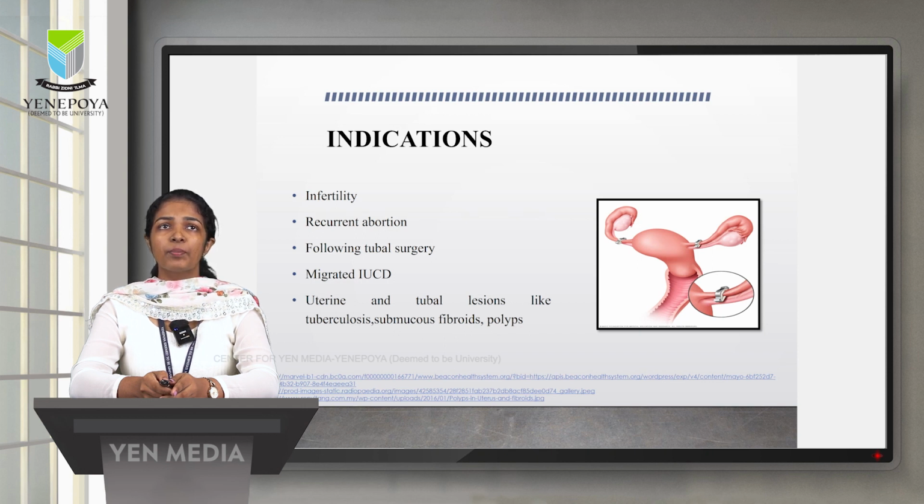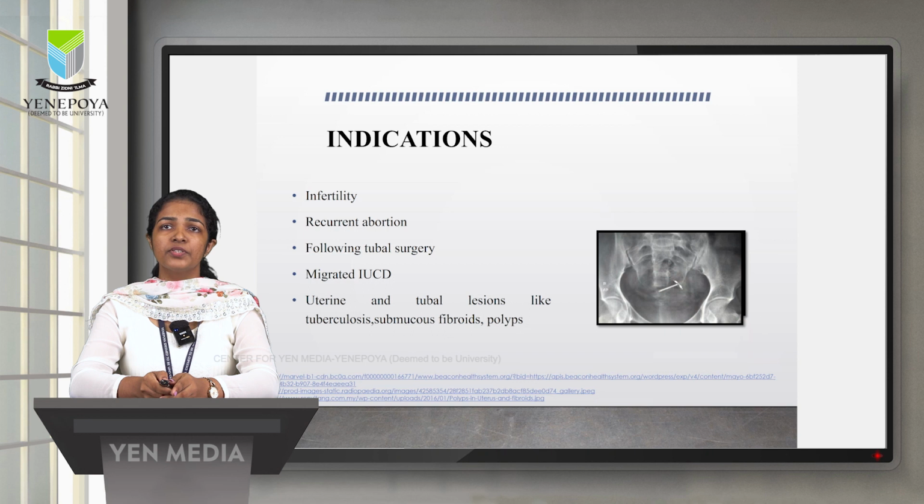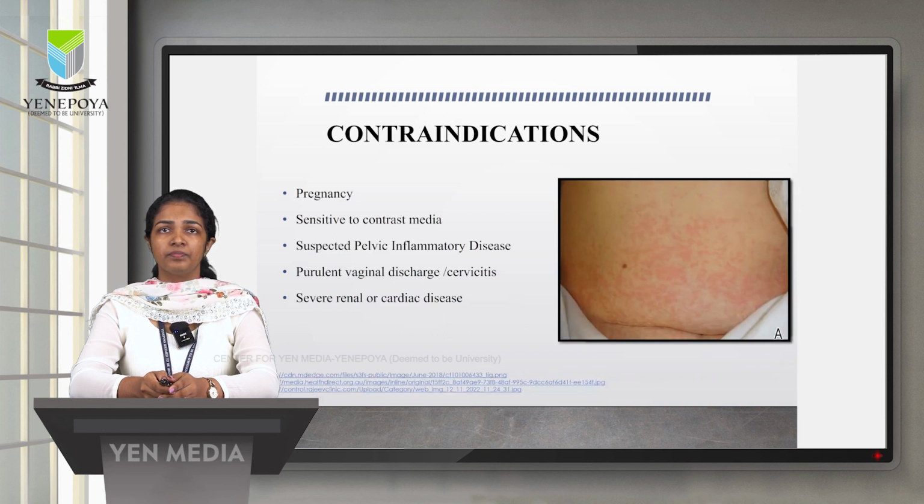If the patient has a history of infertility, recurrent abortions, following tubal surgery like tubectomy, or a migrated IUCD. IUCD is an intrauterine contraceptive device, for example copper T, and we check whether it is in the actual position. Then uterine and tubal lesions like tuberculosis, submucous fibroids and polyps.